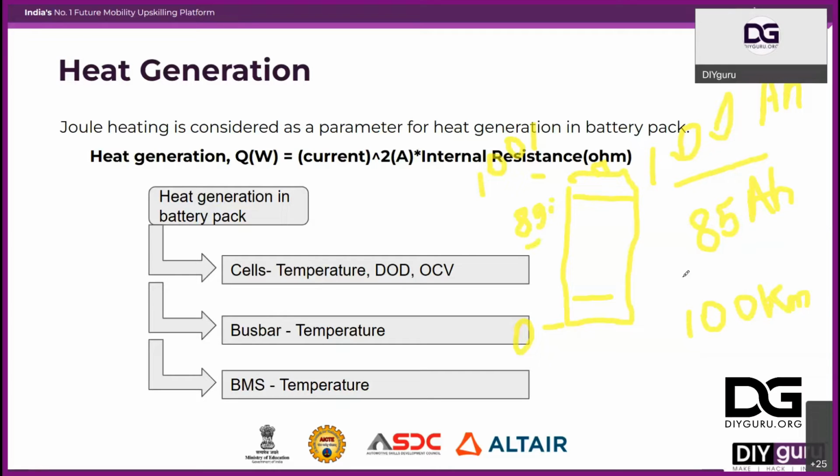So always, if you consider that you want 100 kilometers, plan a battery pack that can move it 120 kilometers. Okay, so you get that extra margin as an added advantage.